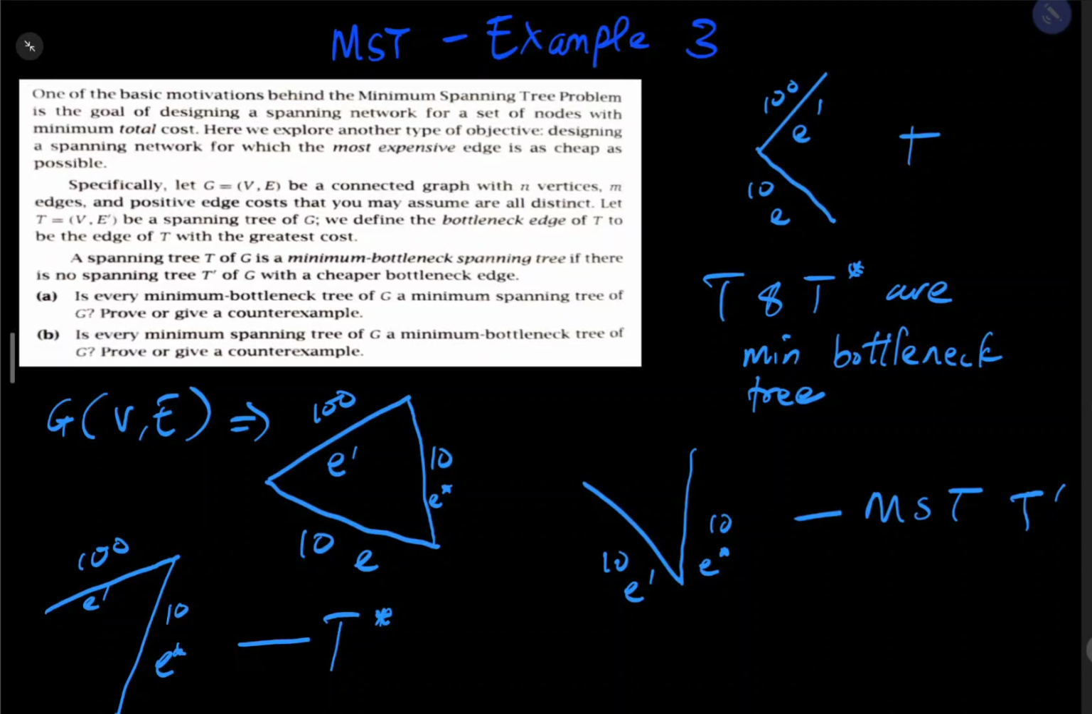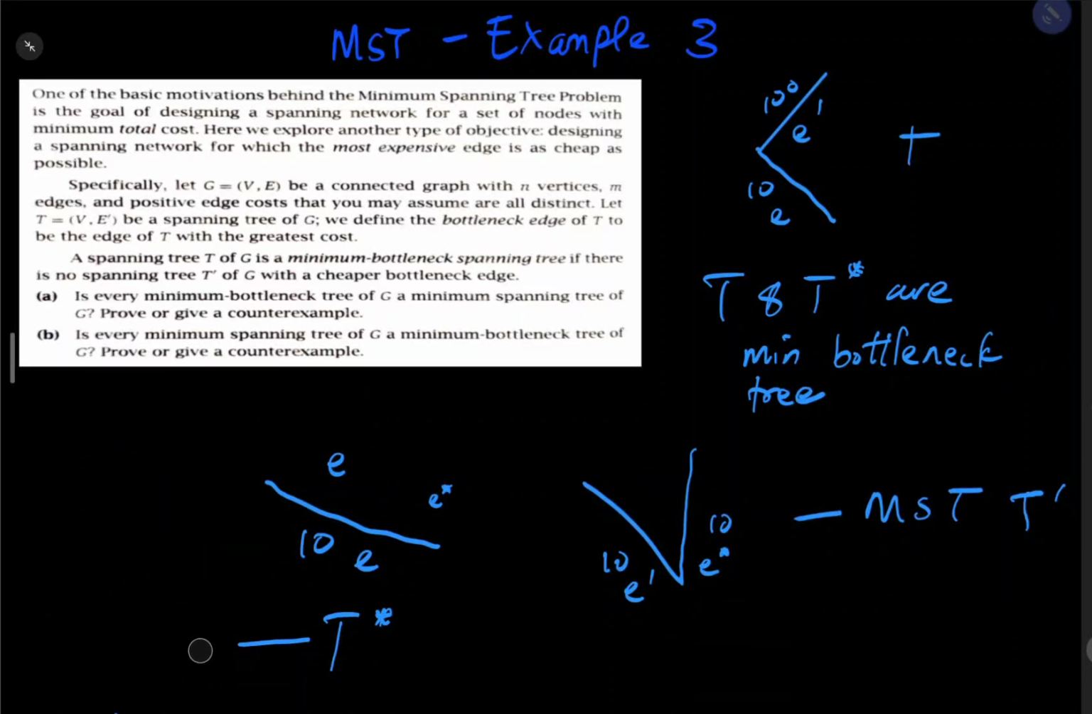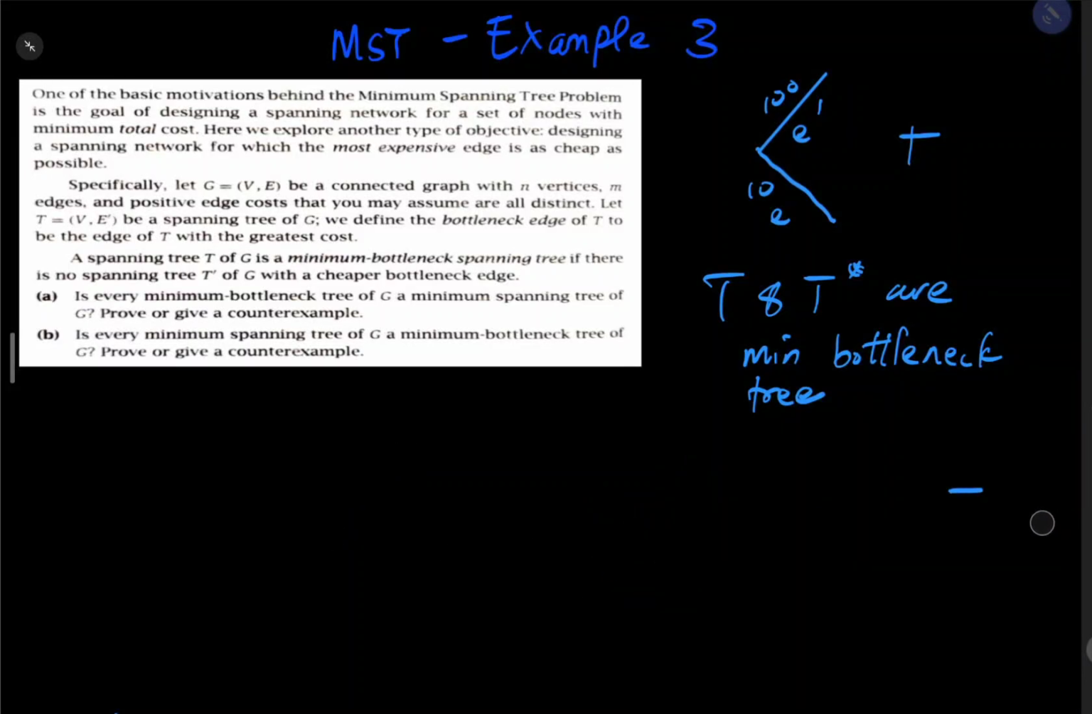Let's move on to question B. For question B, we want to find out if every minimum spanning tree of G is a minimum bottleneck tree of G. We want to prove or give a counter example. Let's go through that real quick. What do you think the answer should be? Have you thought about it?